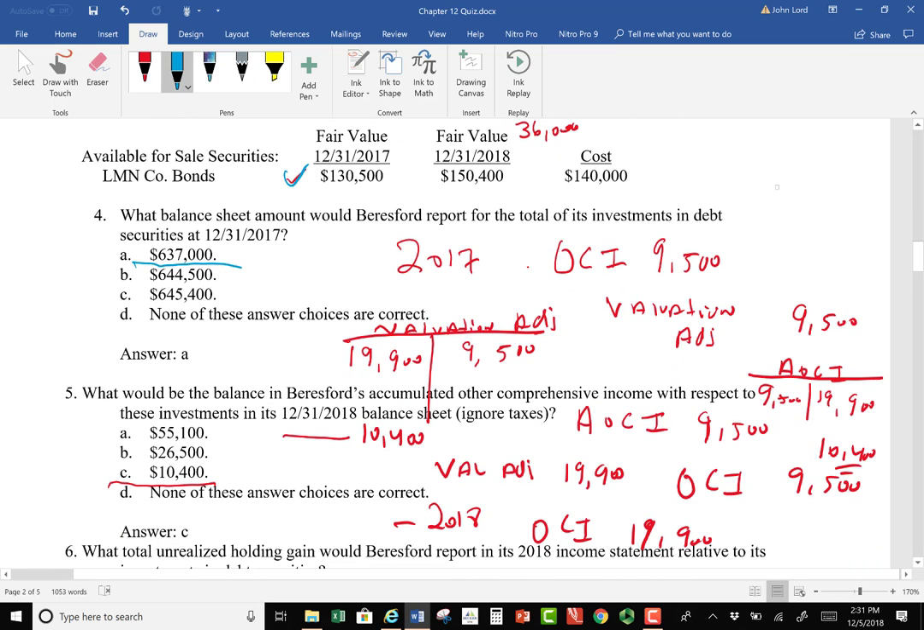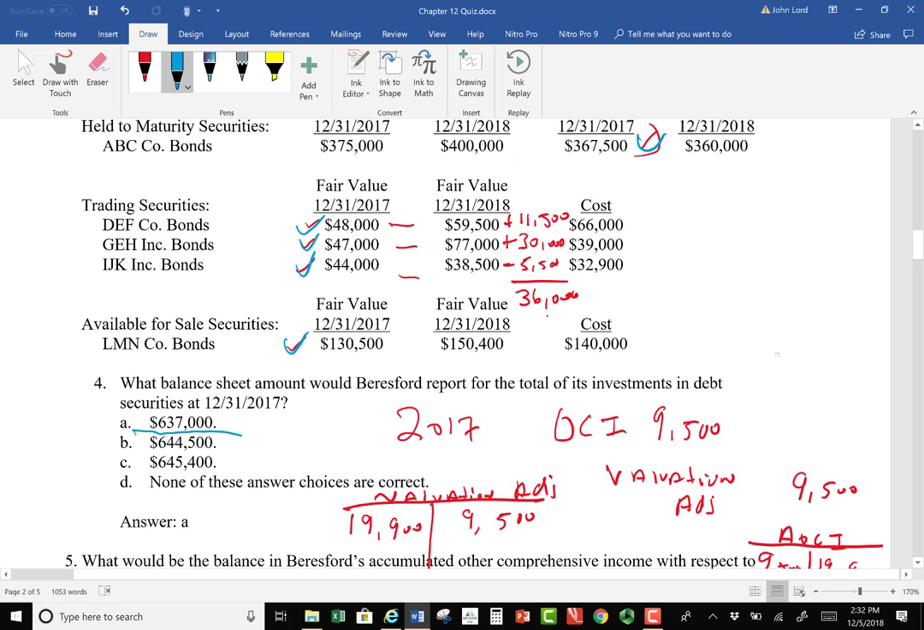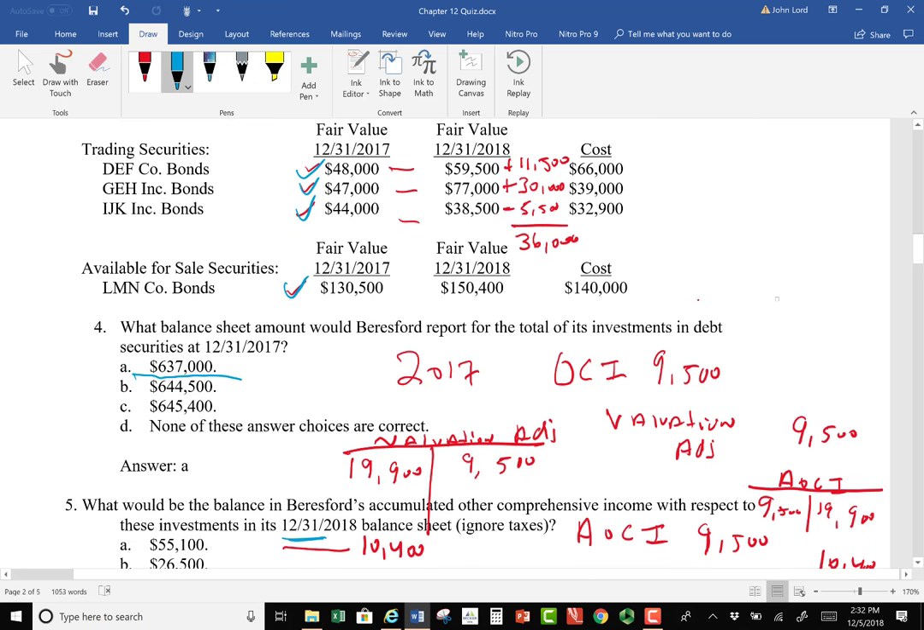Number 5. What would the balance in Bedsford's accumulated other comprehensive income with respect to these investments in the 12/31/2018 balance sheet show? Okay. Now, that's after 2 years of this, isn't it? And you take a look here, and we know we have to focus on the available for sale security, don't we? Okay. So I think that's why the problem only gave us one security in there, so we didn't have to sit there and mess with a bunch of moving parts on this.